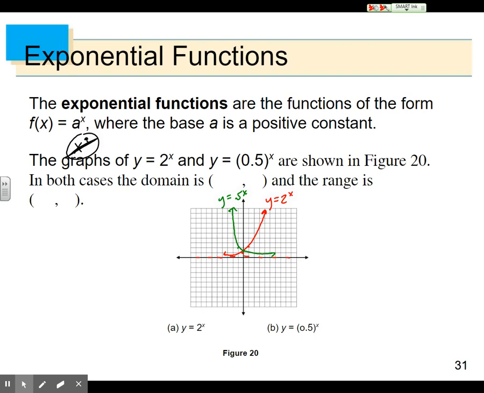So if you get something that's bigger than 1, it's going to follow this red line. Whereas if you get something between 0 and 1, it's going to follow the green line right there. And so one's exponential decay, one's exponential growth. Either way, we're looking at the domain being negative infinity to infinity. And since I'm not allowed to go below this horizontal asymptote right here, it's just sitting on it. Remember, it doesn't touch it, it just sits on it. The range is going to go from 0 to infinity.